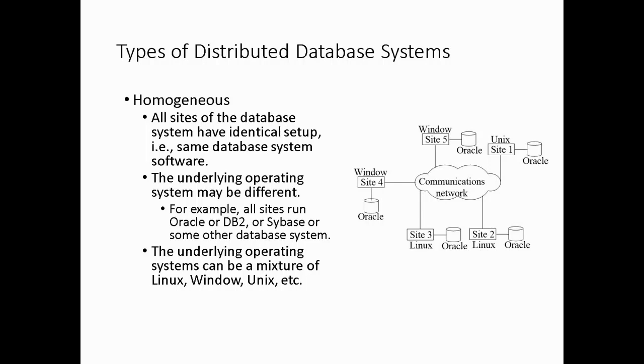Okay, so let's look at the final topic, the types of distributed database systems. The first one we call homogeneous. That means all the sites of the database system have an identical setup. That means you have the same database system software. The figure says same database system software, but the operating system might be different. So you will see site 1 you have Unix, database is Oracle. Site 2 you have Linux and Oracle. Site 4 you have Windows and Oracle.